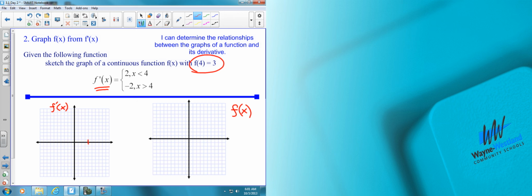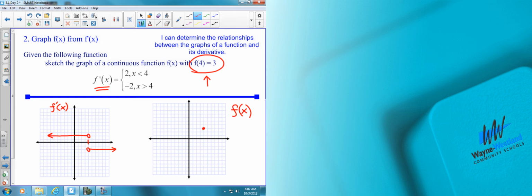This graph has boundaries at x equals 4. So everything less than x equals 4, the derivative is 2. So I'm going to draw that this function equals 2 everywhere less than 4. Everywhere greater than 4, it equals -2. So let's draw our given point, 4, 3.